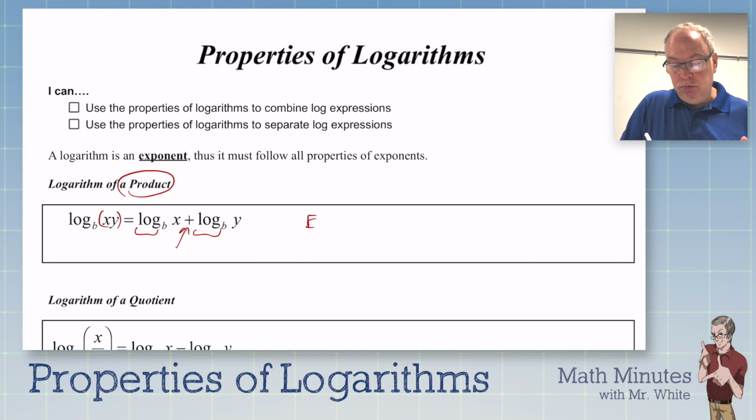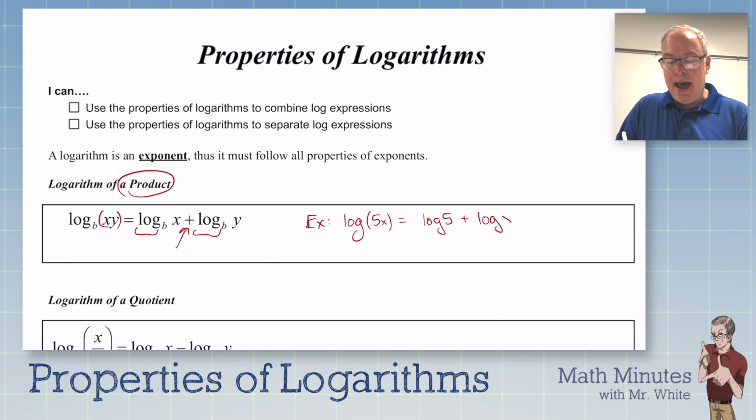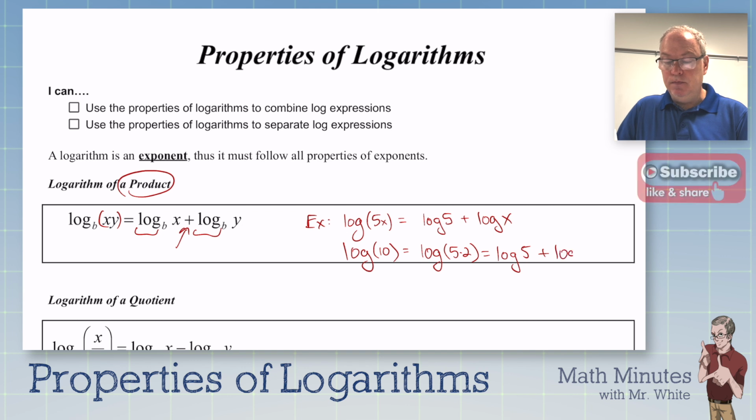So for an example, if I had the log, I'll just do base 10. I'll leave off any base. Log of 5x. I could rewrite that as log 5 plus log x. Let me give you another example. Log of 10. Now, how could we split 10 up into two numbers? Well, log of 5 times 2. So this would be the log of 5 plus the log of 2.